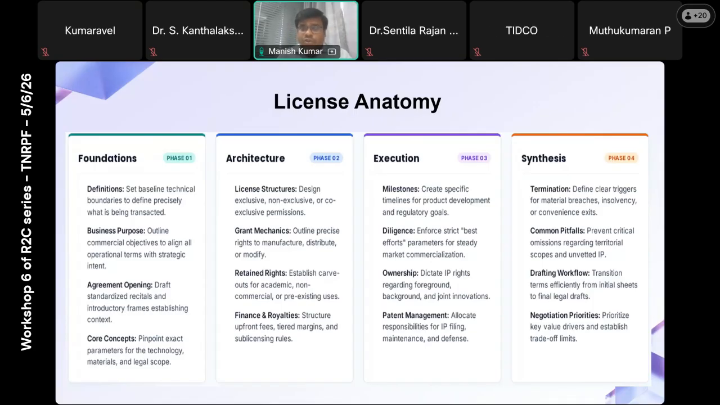Then we'll look into the execution part. For example, the company has to take this technology into, let's say, scale up, let's say validation, let's say they have to do certain modifications as per regulatory. So all those milestones have to be the execution part of the product development part, or scaling up part on marketing part. All those parts have to be also defined and put in the agreement properly.